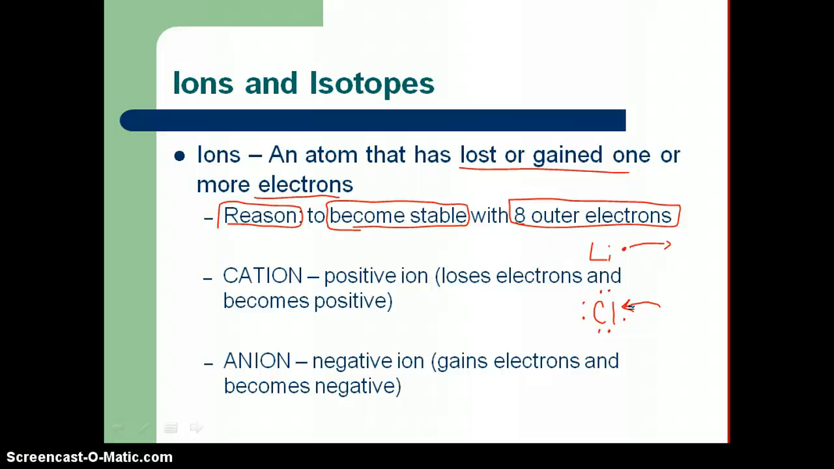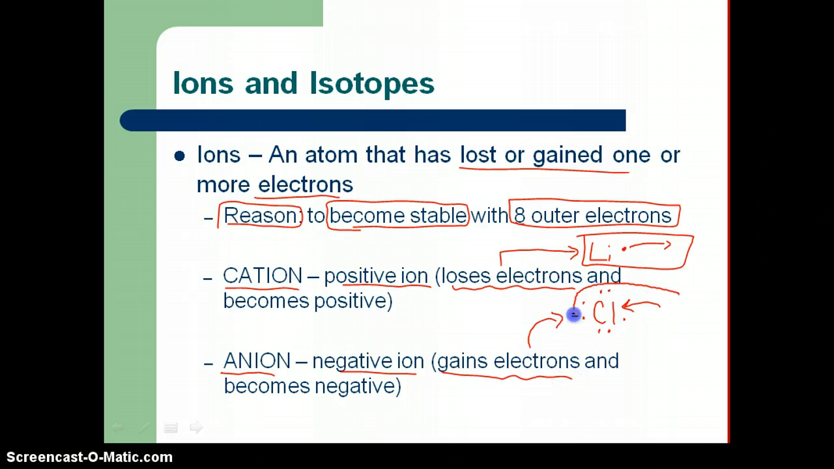So we have 2 types of ions. We have cations, which are positive ions. And what happens in positive ions is that they lose their electron or more than 1 electron. So this is our example of that. Lithium will try and give away its 1 electron. And we have the word anion, and an anion is a negative ion. It gains electrons and becomes negative. So that is our example here. It gained an electron and it became negative.